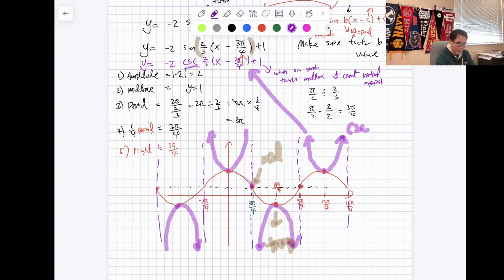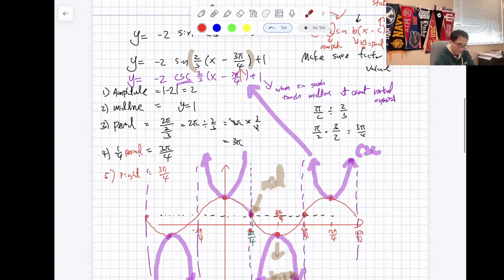So imagine that I plug in 3 pi over 4 here. It's going to be cosecant of 0. Cosecant of 0 is 1 over sine of 0, which is 1 over 0, and 1 over 0 is undefined. So any time it touches the midline, it's going to create an asymptote each time. Yes.